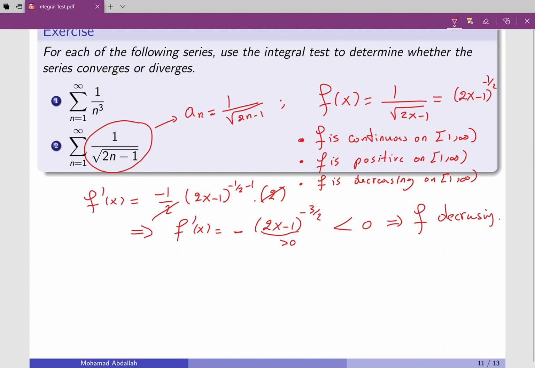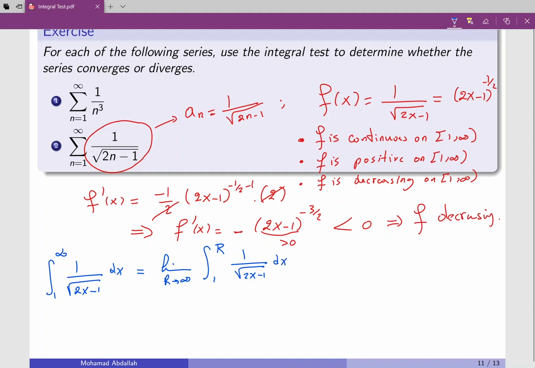So this means that I can apply the integral test. So what I need to do here is evaluate the integral from 1 to infinity of 1 over radical 2x minus 1 dx. So this is equal to the limit when r goes to infinity of the integral from 1 to r of 1 over radical 2x minus 1 dx.